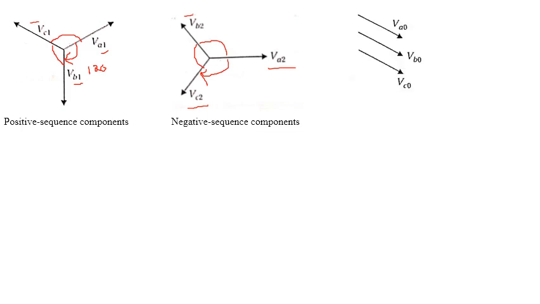Then coming to the zero phase sequence. This is VA0, VB0 and VC0. There is no angle deflection between one and another. Or else we can write it this way: these are parallel with each other. That is one other example which we can give.